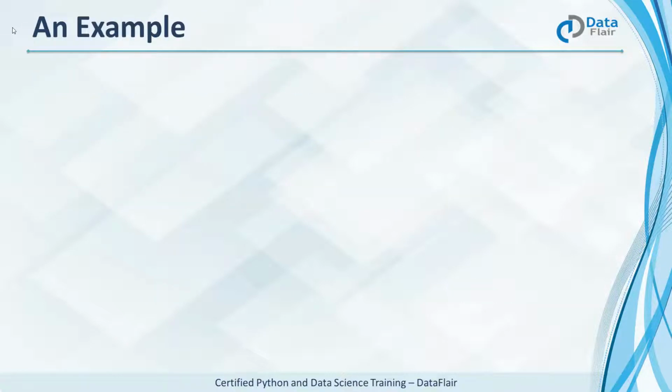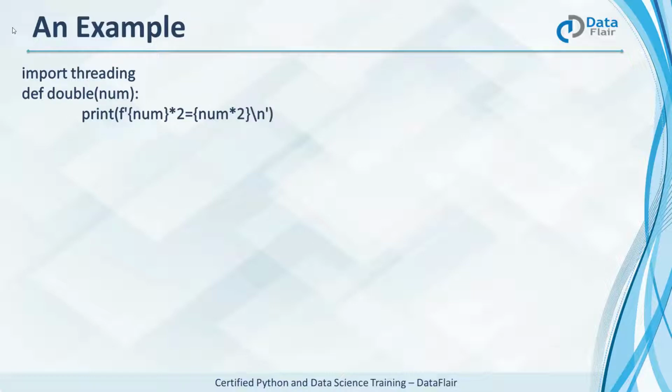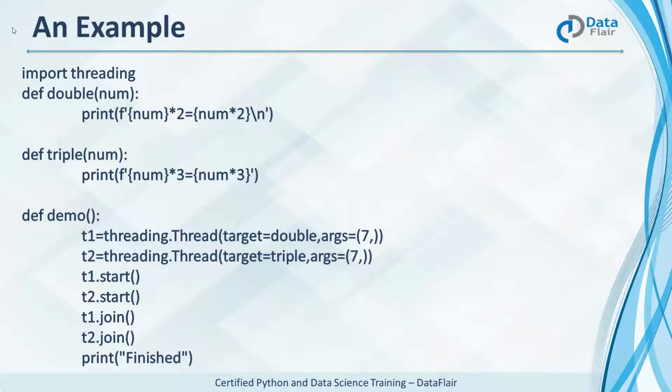Let's take an example. Let's import threading. Now double is a function that doubles a number, and triple is a function that triples a number. Declare a function that creates two threads, starts them, and then joins them. By joining, we mean we stop the execution of the current program until a thread is complete.